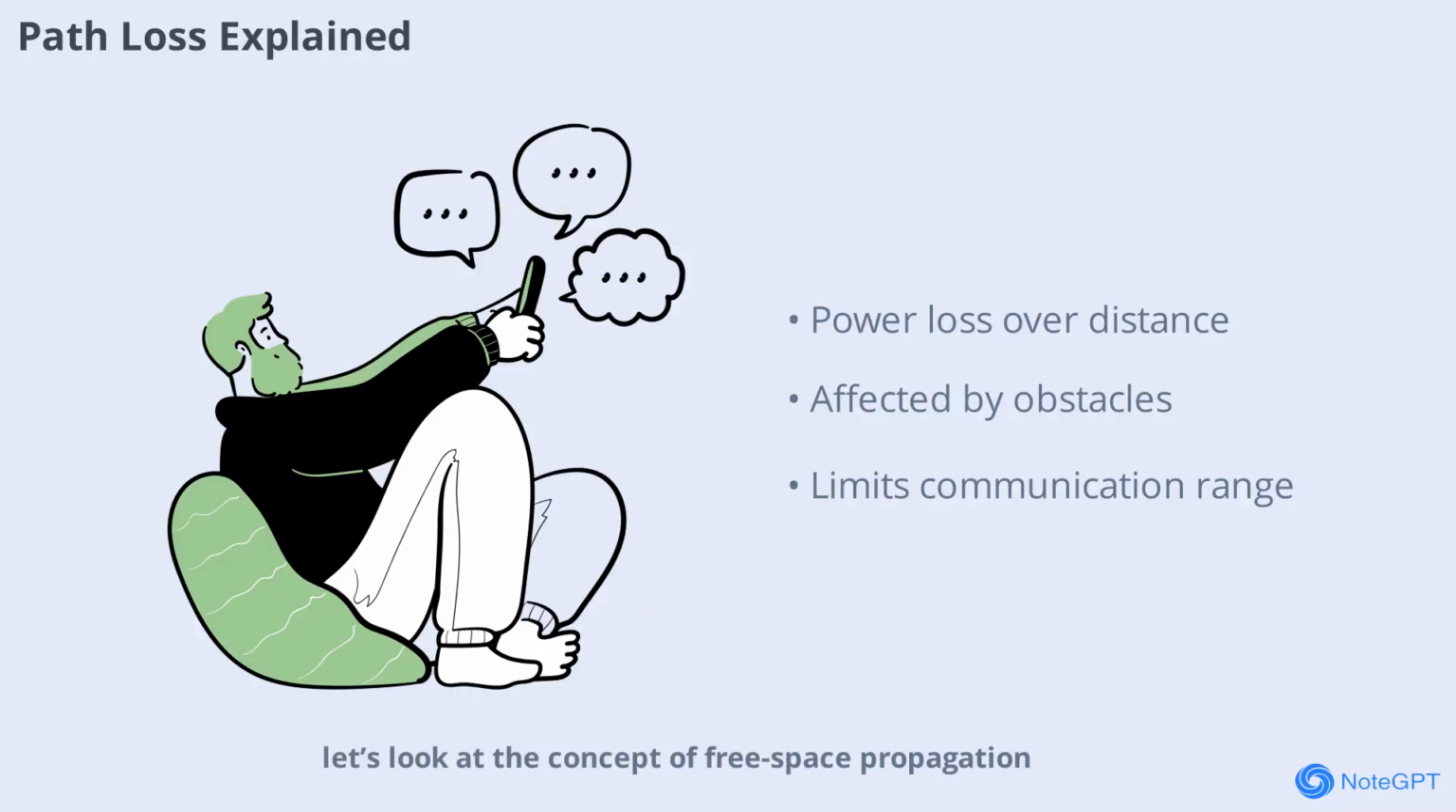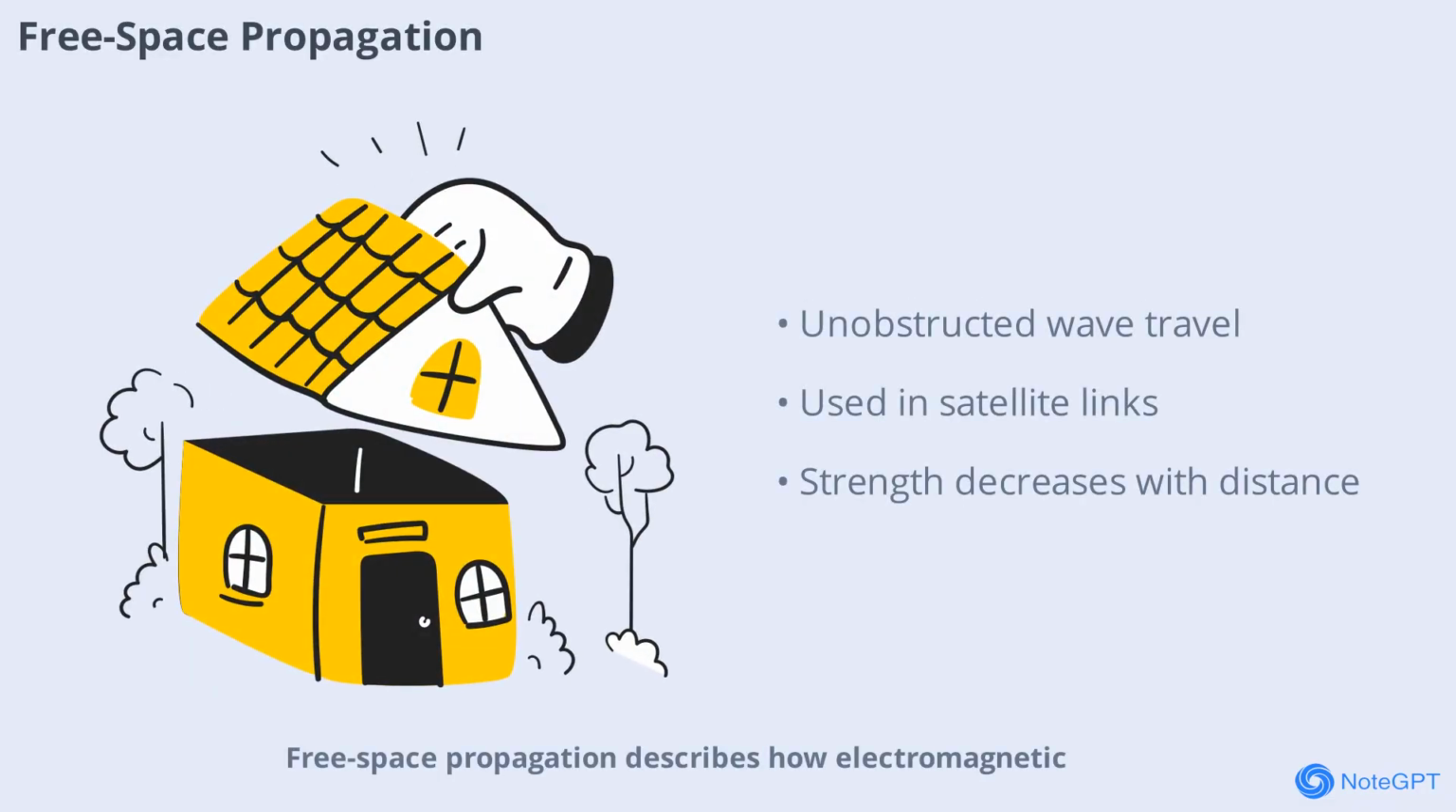Next, let's look at the concept of free space propagation. Free space propagation describes how electromagnetic waves travel in an unobstructed environment, such as outer space or open air. In free space, waves spread out uniformly in all directions and their strength decreases with distance. This model is used to predict signal behavior in satellite communications and deep space missions. Free space propagation is the simplest case, but real-world environments often introduce additional complexity.